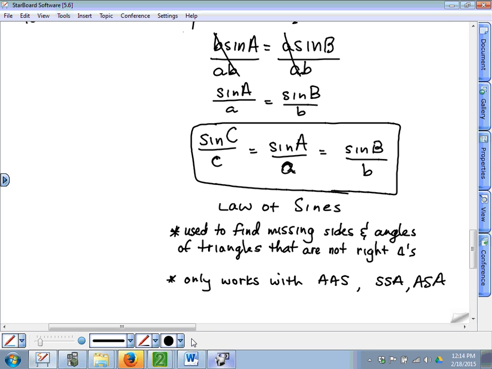There's something called the law of cosines. We'll learn about that next time. Law of cosines. You guys got this written down? You ready to move on?